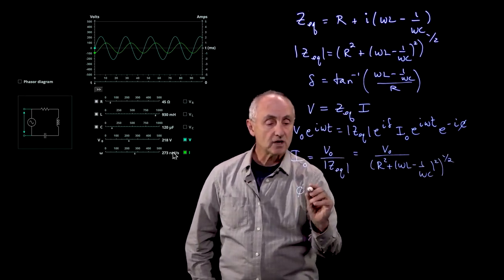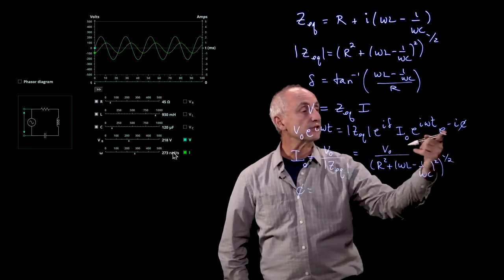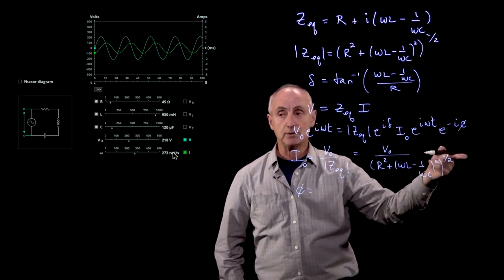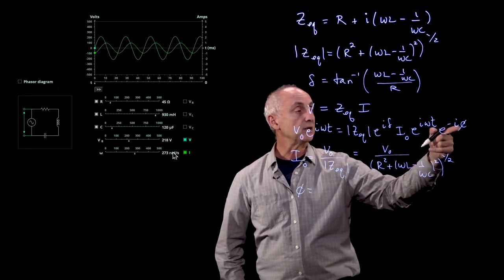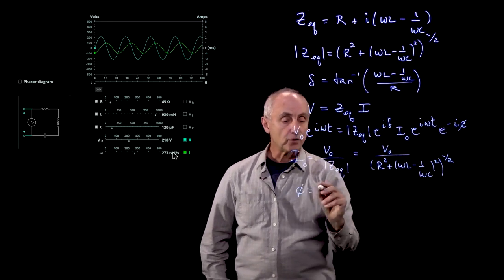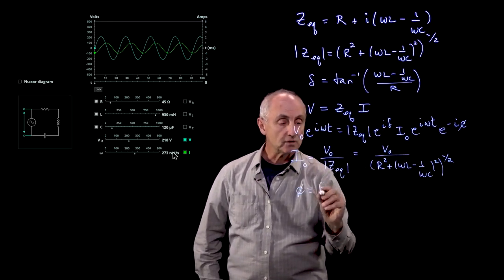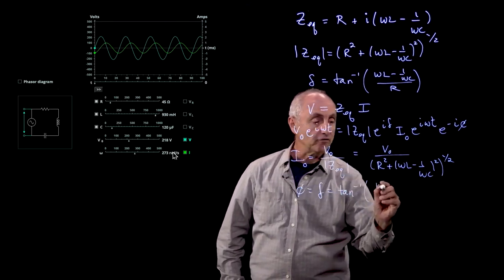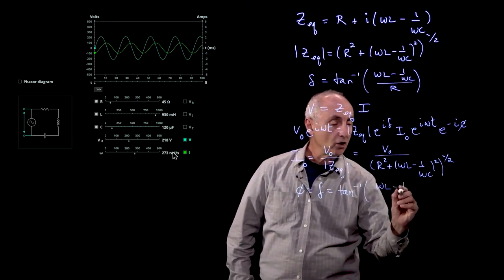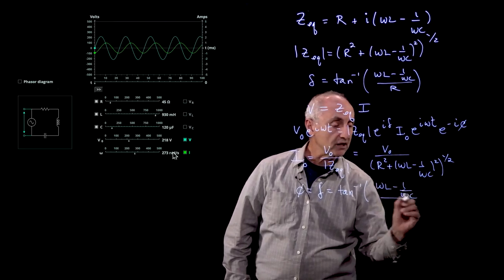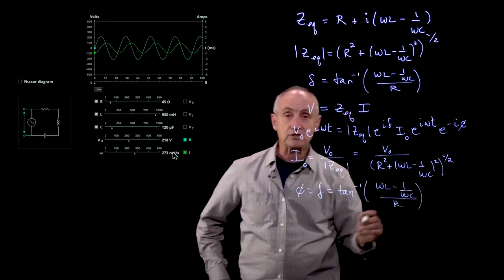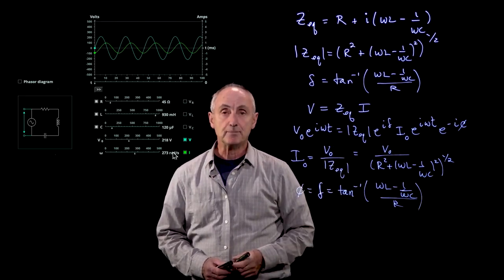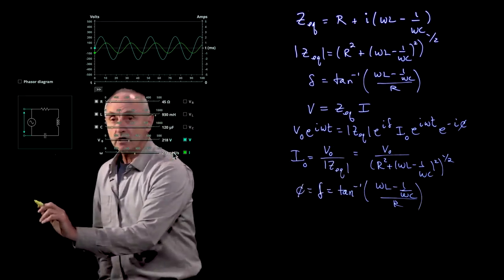And the phase, again, the phase factors have to cancel. e to the i delta times e to the minus i phi has to be equal to 1. Delta has to be equal to phi. And therefore, delta is the inverse tangent of omega L minus 1 over omega C divided by the resistance.